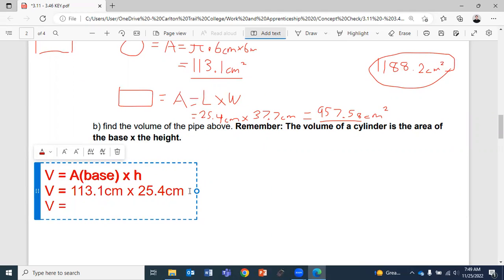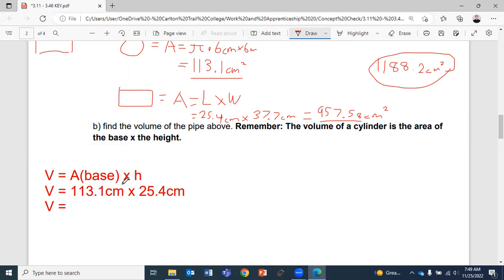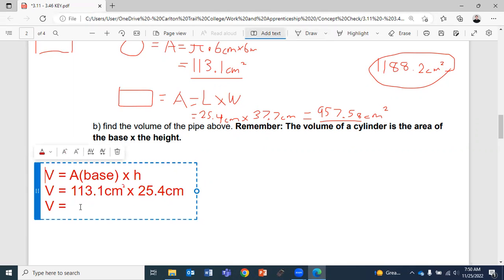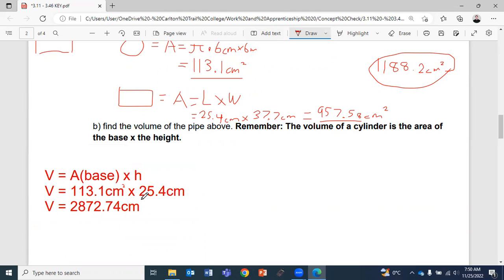So 113.1 times 25.4. That's going to give you your answer. Remember, this is 113.1 centimeters squared. So if I multiply those out, I'm going to get 2,872.74 centimeters. It's volume, right? So it's cubed. That's it.